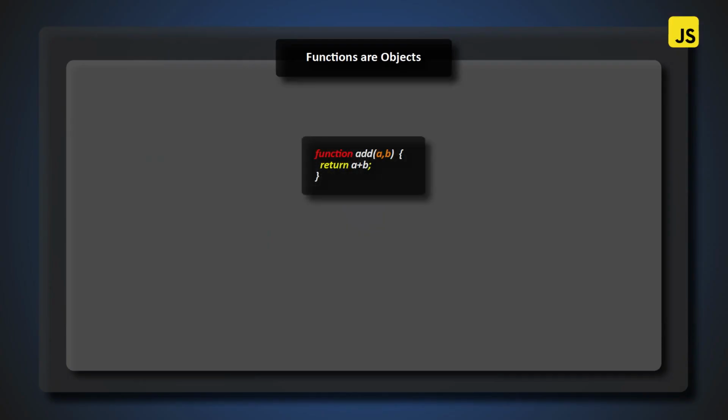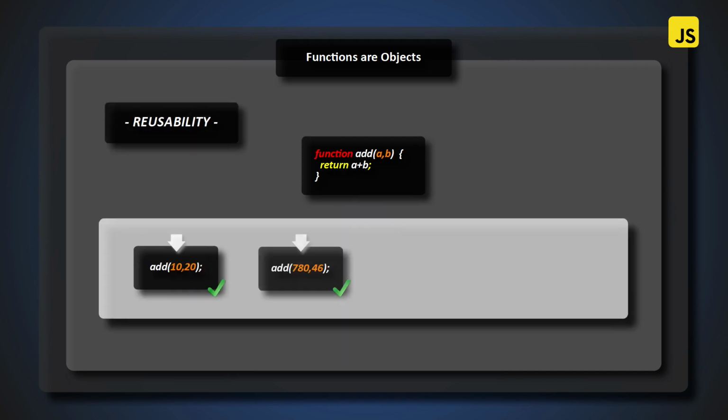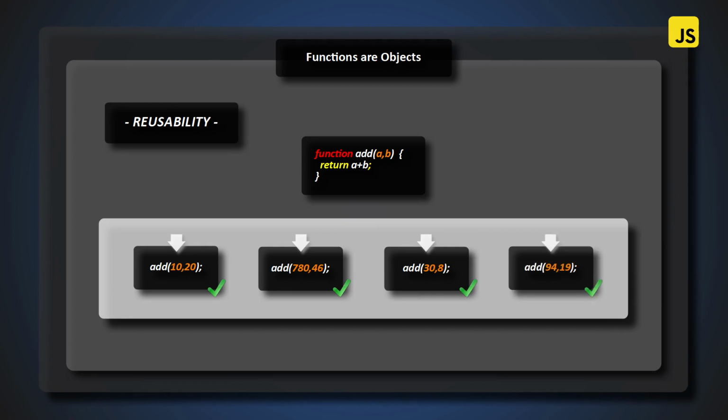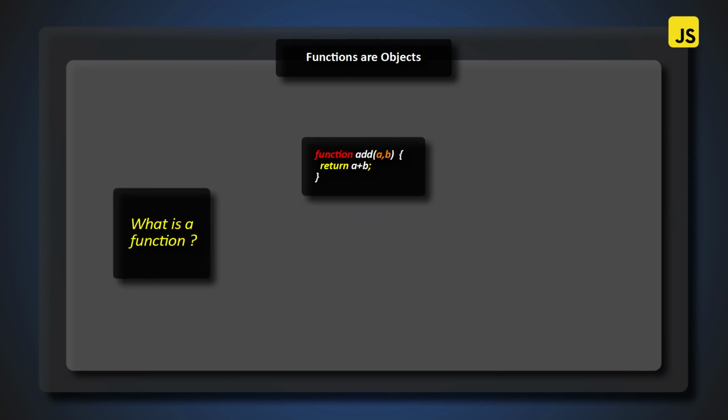One of the main reasons why we use functions in programming is because they allow us to reuse pieces of code when we need to perform some task. They also help us to make our code more readable, organized, and simplified. But what is a function?